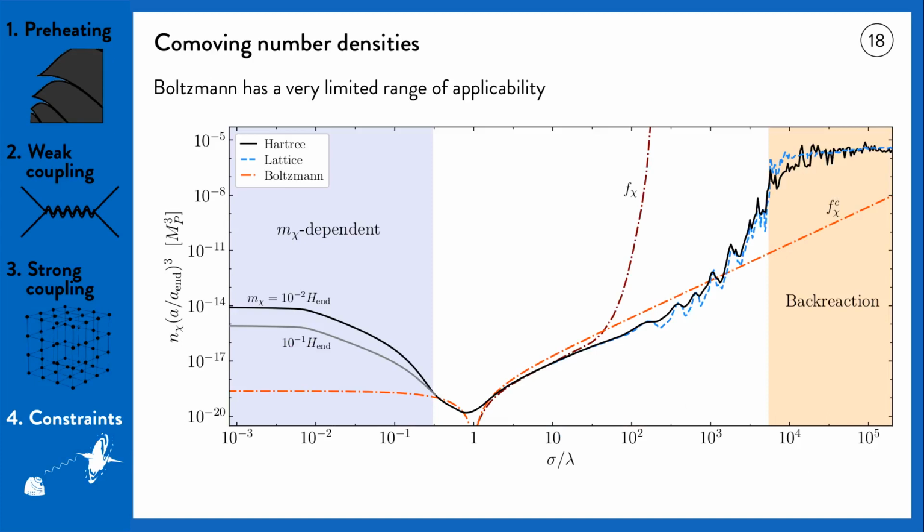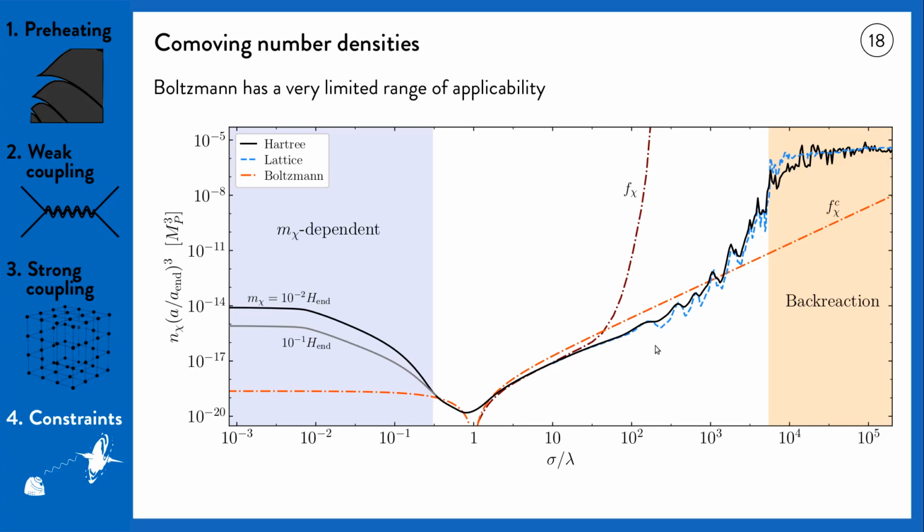Our results for the comoving number density are summarized in this plot. At low coupling, shown here as the continuous gray and black curves, the non-perturbative computation yields the correct answer, and it depends on the mass of the dark matter field. For larger couplings, n chi is mass independent if the scalar mass is much smaller than the inflaton mass, and a minimum in the particle production is reached at sigma equals lambda.